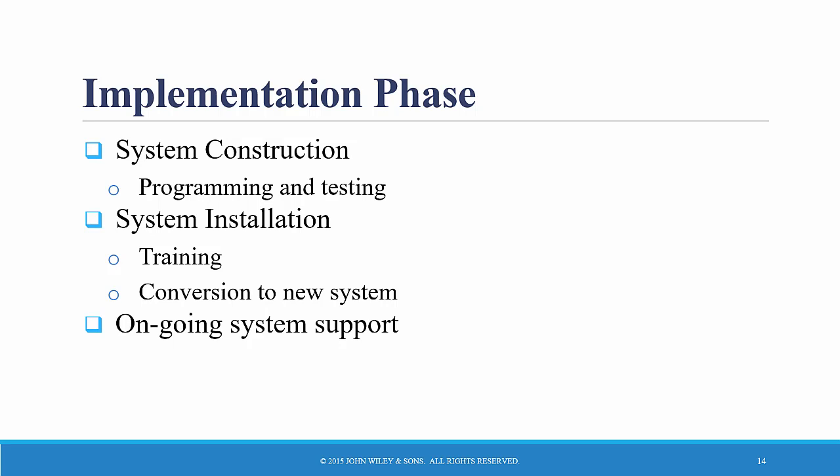System construction is, of course, where the system is built and tested to ensure it works as designed. System installation is the process by which the old system is turned off and a new one is turned on. Sometimes this is called conversion. There are several different approaches by which you can convert from an old system to a new system. And this step of installation always involves training. You have to factor in an approach to train the users to use the new system.